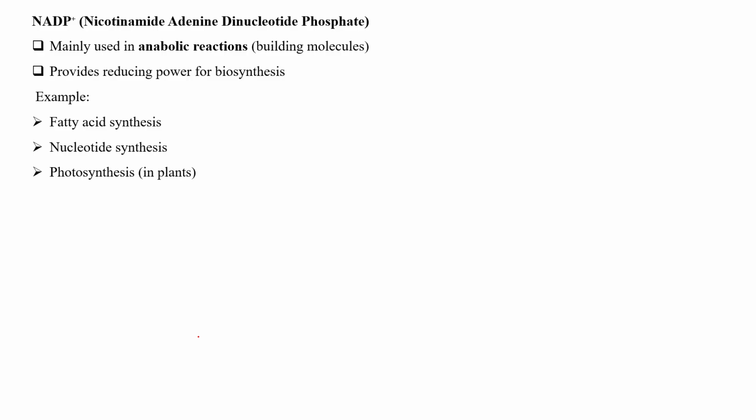It functions in anabolic processes. That is building of what? Molecules. So if you are building, let's say, glucose, especially in the Calvin cycle, where there's a formation of glucose, we require a lot of NADP plus. They have a lot of energy. Also, in the human system, fatty acid synthesis. When we are synthesizing fatty acids, we require a lot of NADP plus. They provide the reducing power for the biosynthesis reactions that occur in the living system.